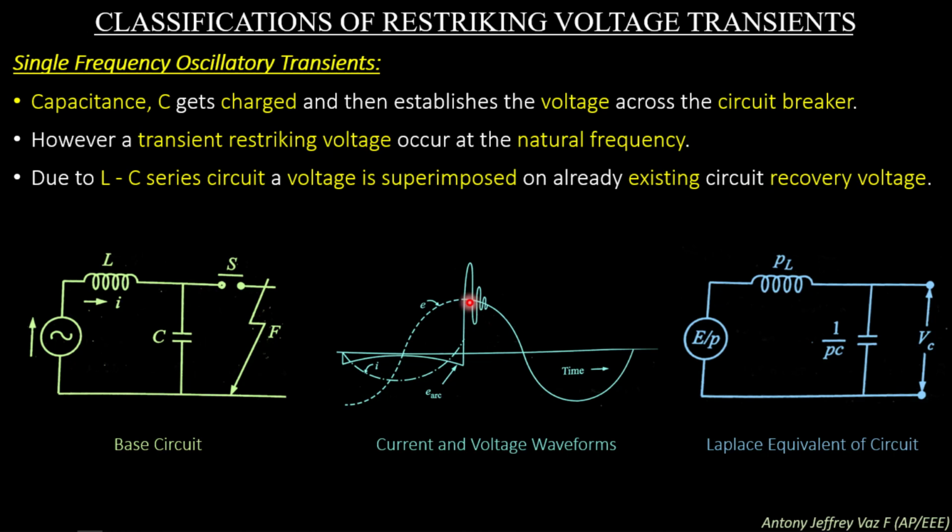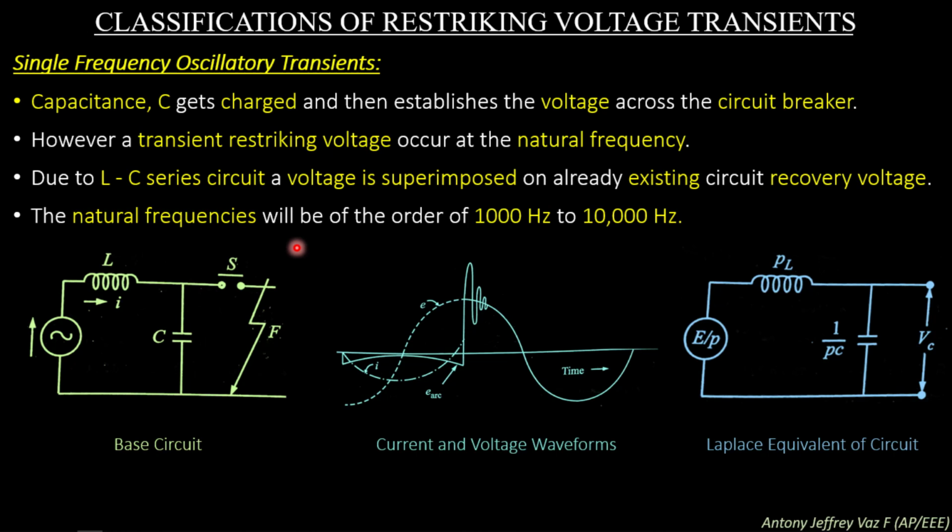Since we know that this is the recovery voltage of the system, or the normal voltage of the system, you can see a second voltage which is the restriking voltage, which is superimposed on the recovery voltage. This effect is due to the inductance and capacitance which are connected in series with the generator. So the series circuit creates an oscillatory transient and this makes the oscillatory transient superimpose on the already existing recovery voltage of the system.